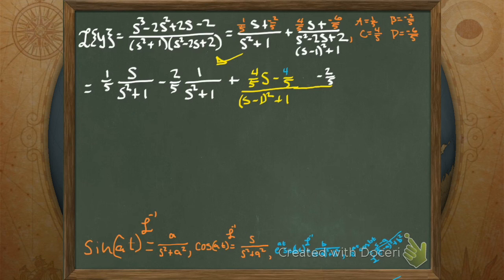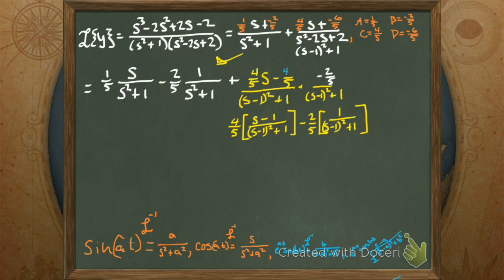Now what? I'm going to separate it into 2 different fractions, and that's what happened in there. Why? Because when I factor out the 4 fifths from that term, I have that form proper. When I factor out that minus 2 fifths, I have e to the at sine bt proper. So now we can inverse Laplace everything. So that's 1 fifth, that's the cosine.